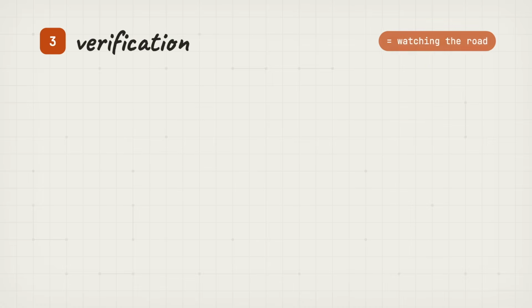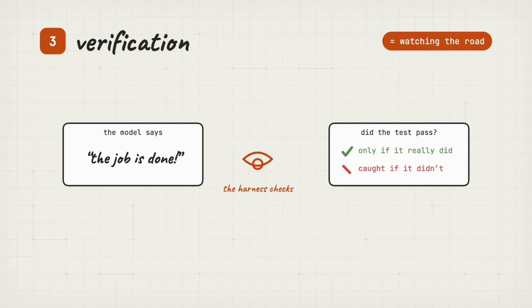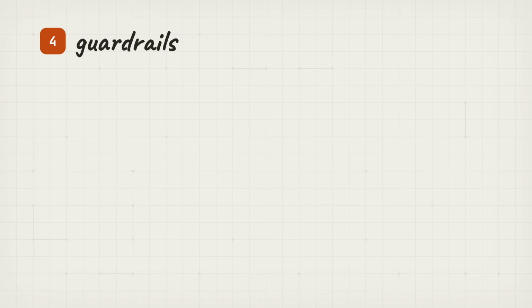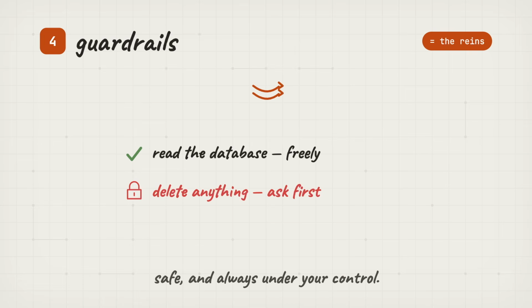The third one is verification. This one is basically you sitting there and keeping an eye on the road. The harness checks the work that the model did. For example, did the test actually pass or not? And why is this so important? Because a model has this bad habit of saying the job is done when the job is actually not done at all. The fourth one is guardrails. These are like the reins in your hands. This is how you keep everything safe and under your control. Maybe you allow the model to read your database freely, but you make a rule that it has to ask you first before it deletes anything important.